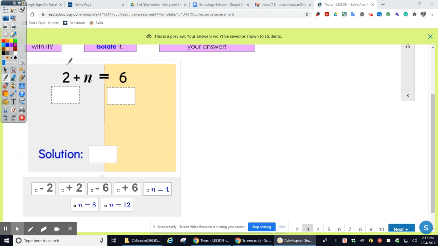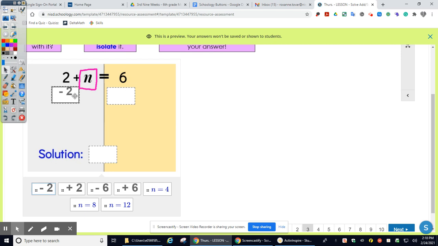Okay, so our goal here is to get n all by itself. Okay, we want to get the letter all by itself. So what's on the side with n? We don't want anything with n. N is telling this 2 to go away. The only way you're going to get rid of a positive 2 is by adding a negative 2. Okay? A positive and a negative get rid of each other.